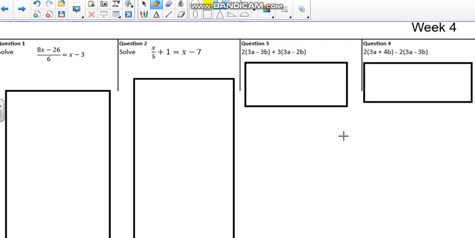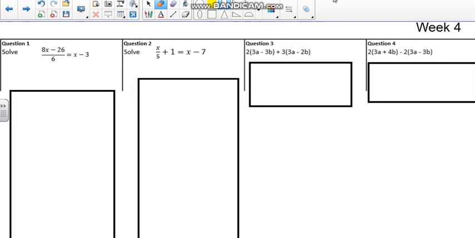So, good morning, Year 10. This is to support the work you've done on the 20 questions from half term 3. We're looking at week 4. We've done 3 weeks, so I'll go through these ones quite quickly now.